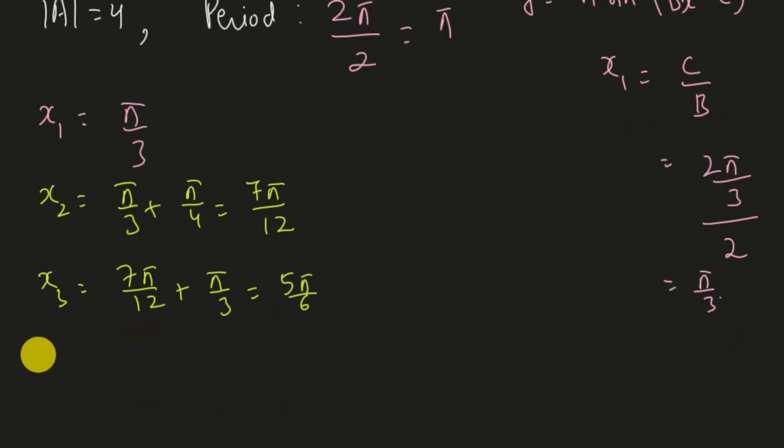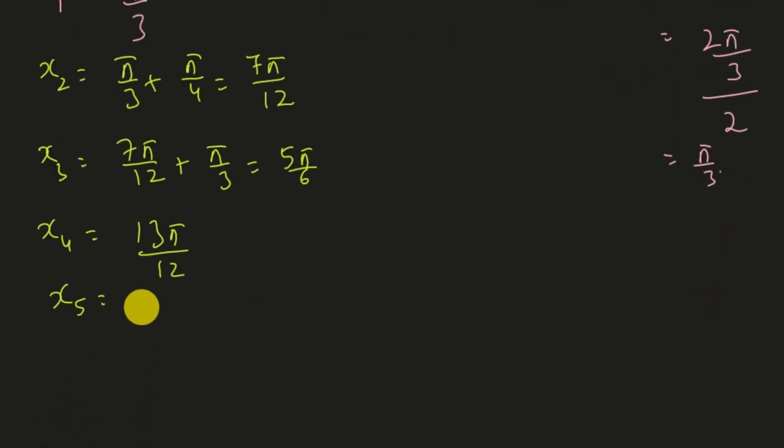Then x4, again add pi by 4 here. You will get x4 equals 13 pi by 12. And finally you will get x5 to be equal to 4 pi by 3.